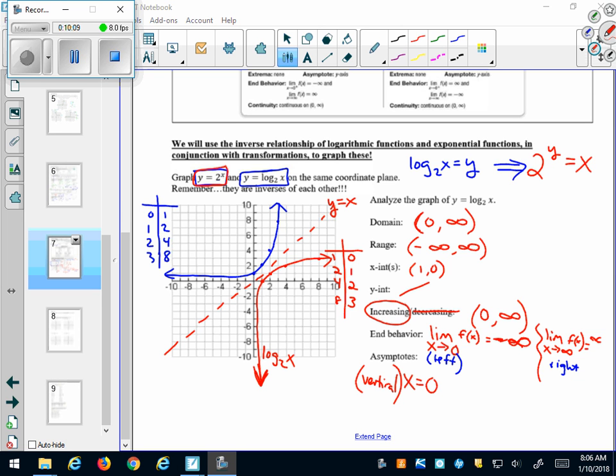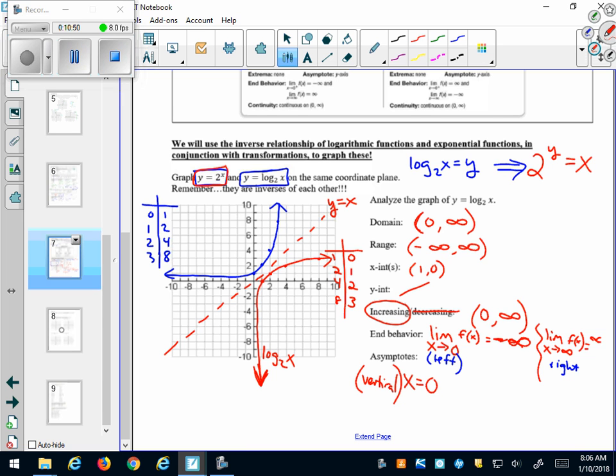Okay, so the question came up, how did we know that the asymptote was at x equals 0 here? Remember, with an inverse, the domain of the original function is the range of the other one, and vice versa. On our original, this blue graph here, our asymptote was at the x-axis. So when we flip it, it has to be an asymptote at the y-axis. Does that make sense? Because it's the inverse.